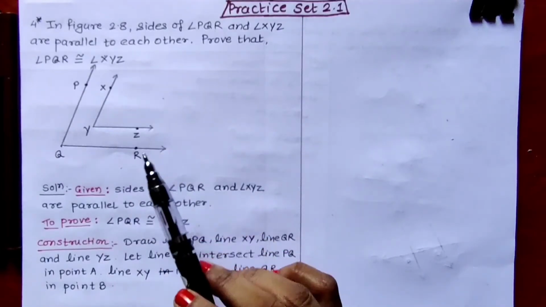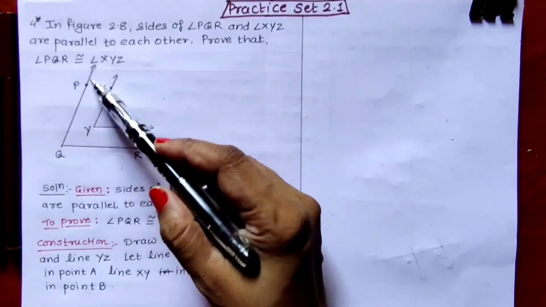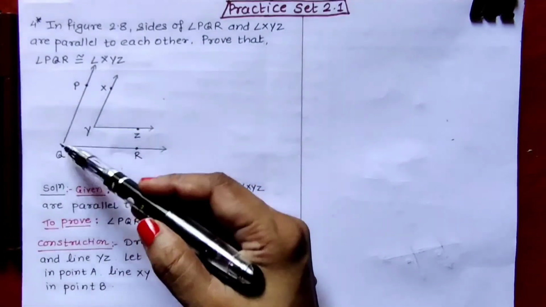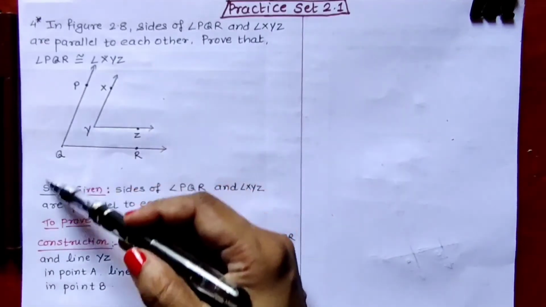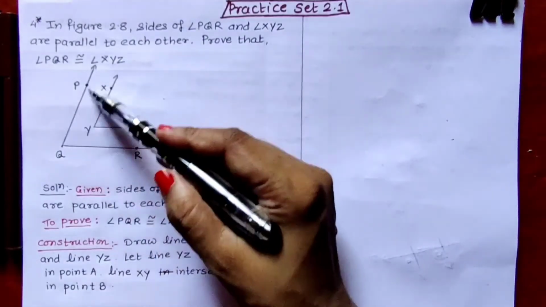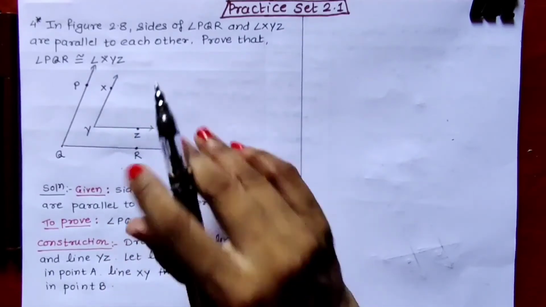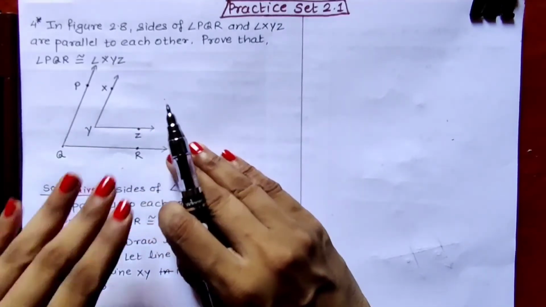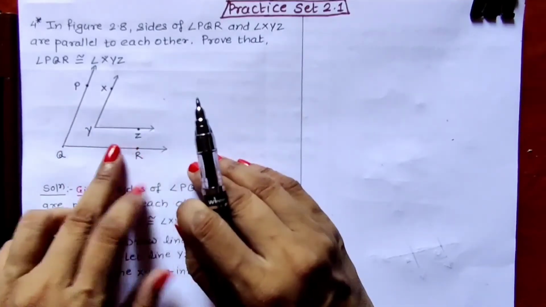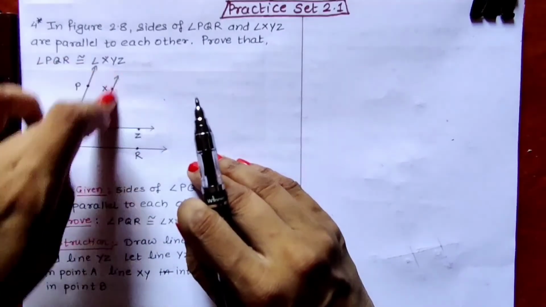Now see children, for this proof we will have to do this construction. We have to draw line PQ. Here the ray PQ is given. We will have to make the line. We will have to extend this in the downward direction. So PQ also we have to extend in downward direction, XY also we have to extend in downward direction. So we have to draw line PQ, line XY. Similarly, we will have to draw line YZ. On the right hand side there is an arrow, so we will have to extend the line YZ on the left hand side. Similarly, QR also we will be extending on the left hand side, and we will be drawing all these 4 lines.